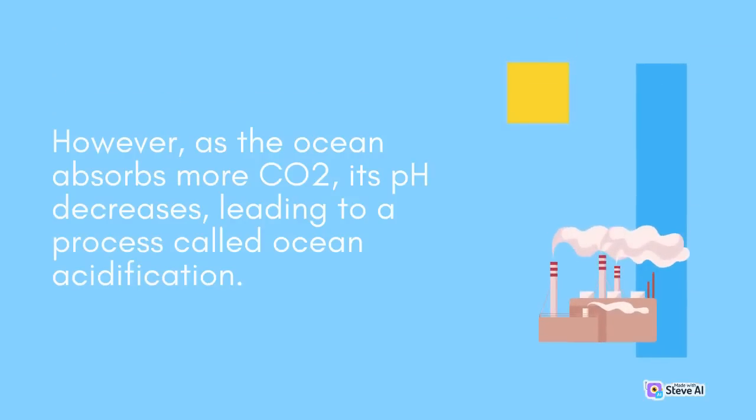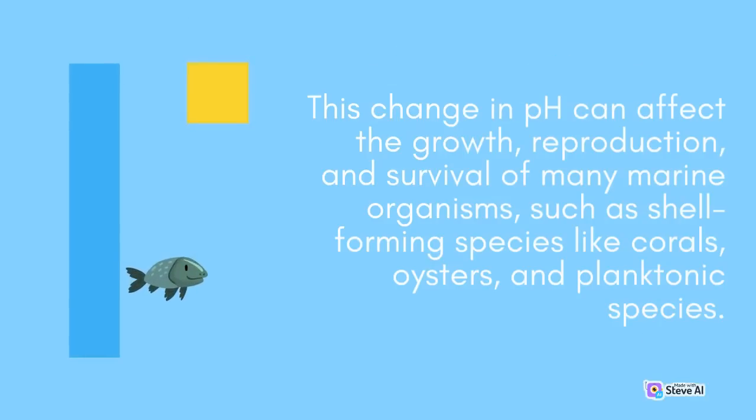However, as the ocean absorbs more CO2, its pH decreases, leading to a process called ocean acidification. This change in pH can affect the growth, reproduction, and survival of many marine organisms, such as shell-forming species like corals, oysters, and planktonic species.